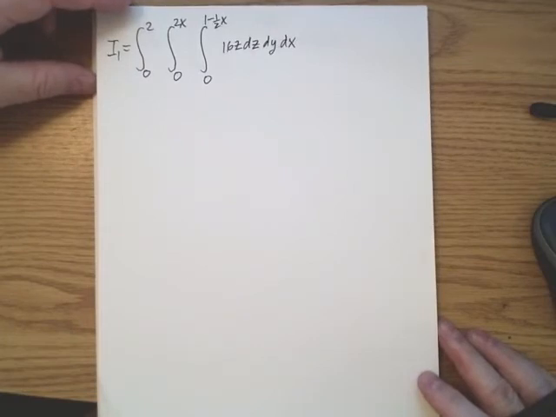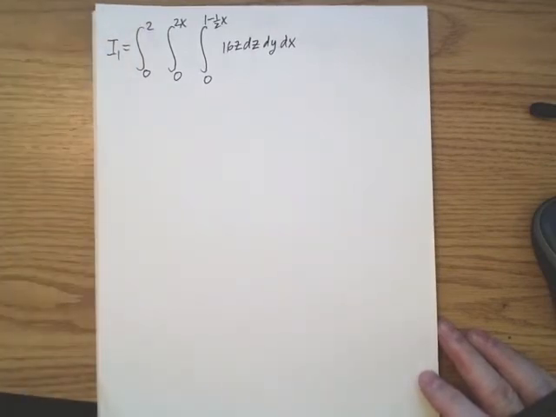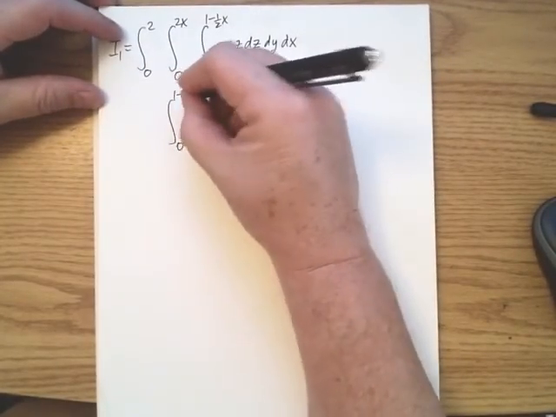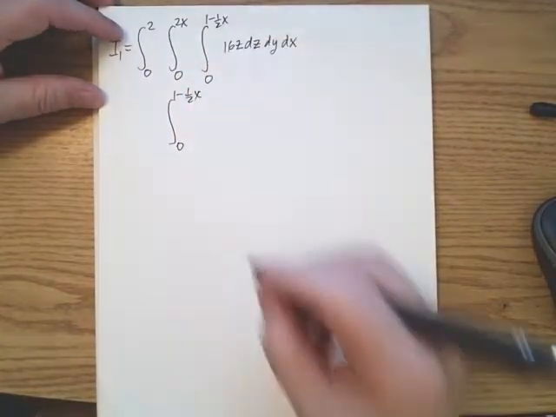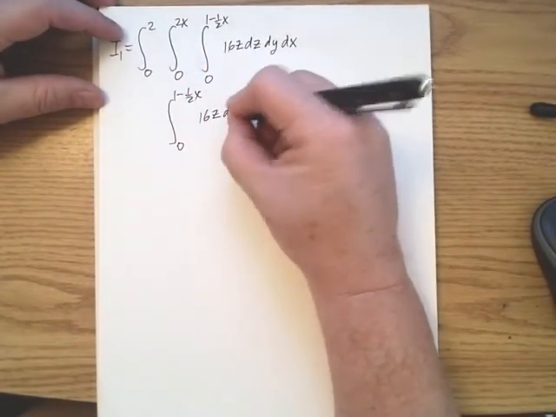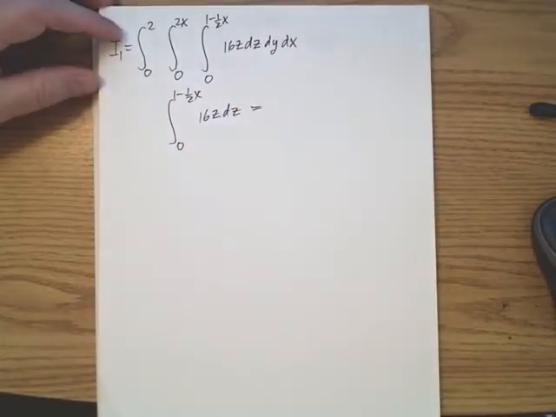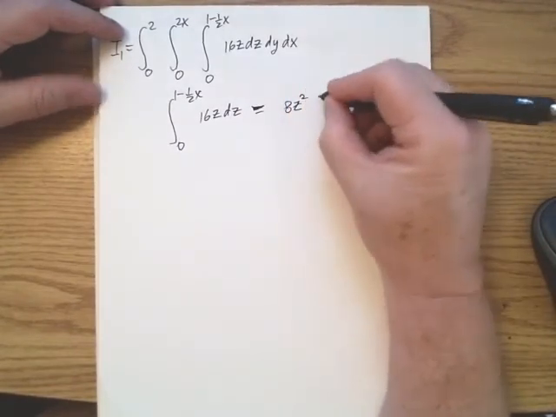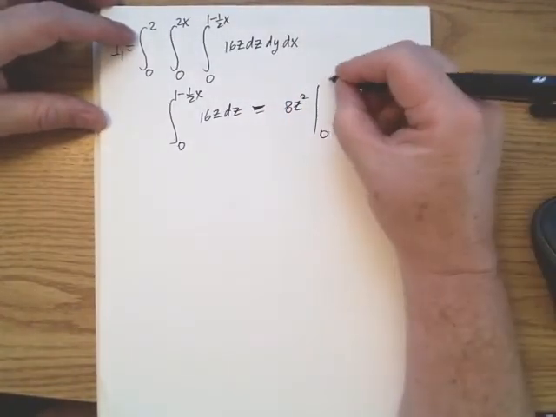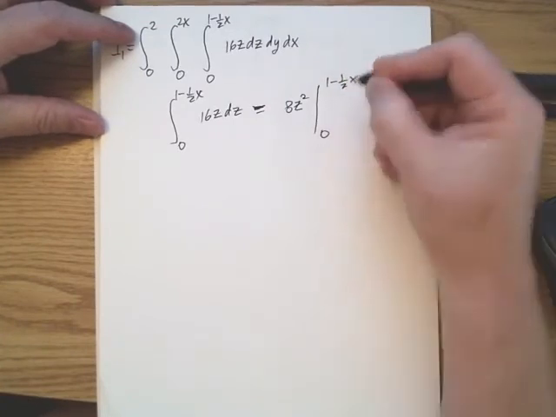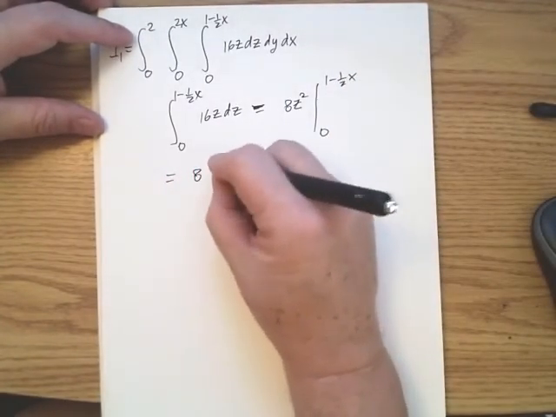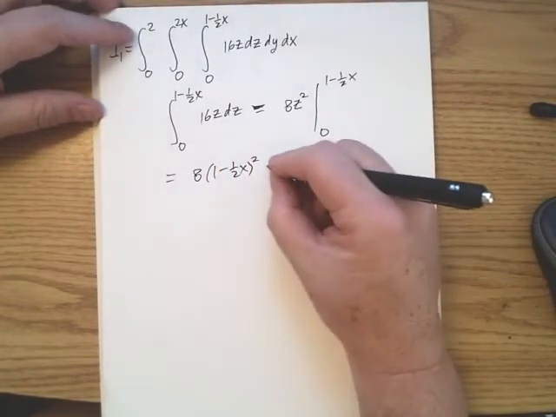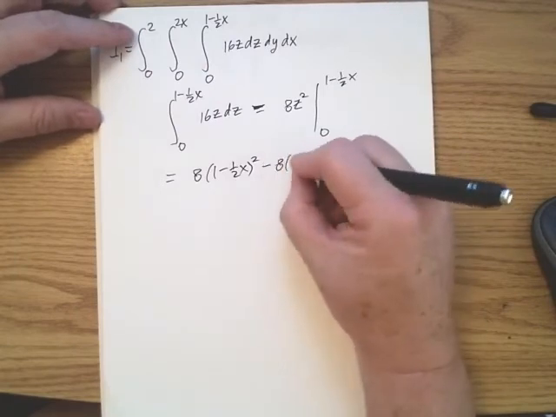Now let's go ahead and work out these integrals to get a numerical answer here. Let's do this inner integral first. So I'm starting with I1 here. The integral from 0 to 1 minus a half x of 16z dz. The antiderivative you see from the power rule would be 8z squared, going from 0 to 1 minus 1 half x. So that would be 8 times (1 minus a half x) squared minus 8 times 0 squared.